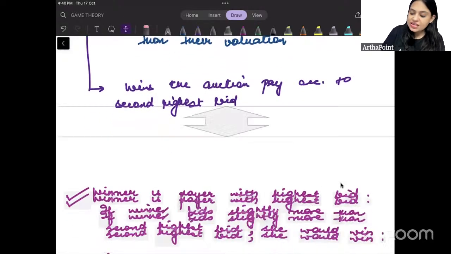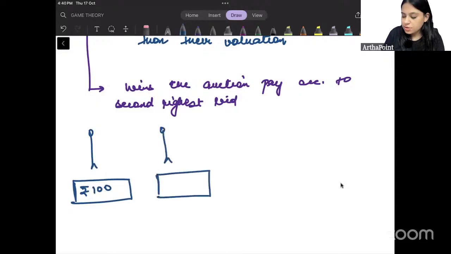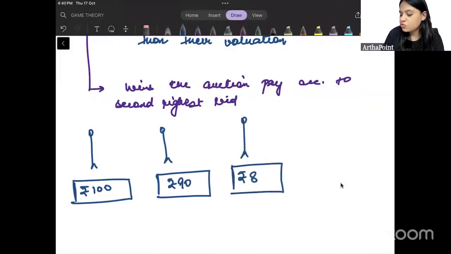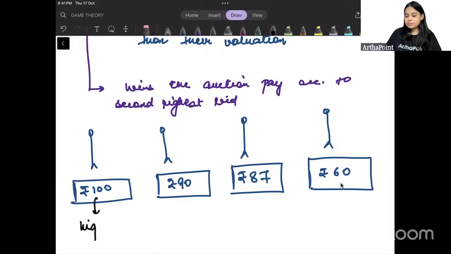Let's say that this is the individual and in the envelope this individual wrote 100 rupees. This individual in the envelope, he wrote 90 rupees. This individual in the envelope, he wrote 87 rupees. This individual in the envelope, he wrote 60 rupees. हर एक ने अलग अलग bidding डाला कि मैं ये particular painting I will be willing to buy at this price. Everyone has put their own valuation. Now what I am saying to you is that of course this person has the highest bid. He has the highest bid.